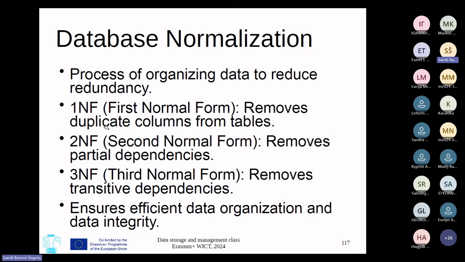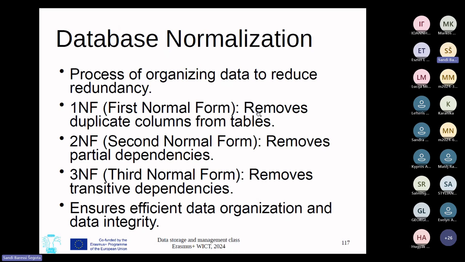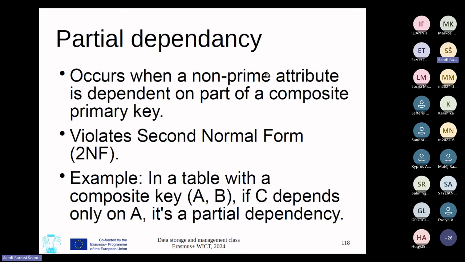So basically, we have three normal forms. First removes duplicates. Second removes partial dependencies. And third removes transitive dependencies. First is very simple. There are no duplicate columns, as I described before. There are no columns containing the same information.